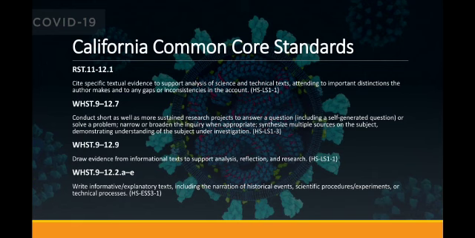Our unit plan will adhere to the World History Common Core standards. Students will be able to conduct short as well as more sustained research projects to answer a question, including a self-generated question, or solve a problem, narrow or broaden the inquiry when appropriate, synthesize multiple sources on the subject, demonstrating understanding of the subject under investigation, draw evidence from informational texts to support analysis, reflection, and research, write informative, explanatory text including the narration of historical events, scientific procedures and experiments, or technical processes.